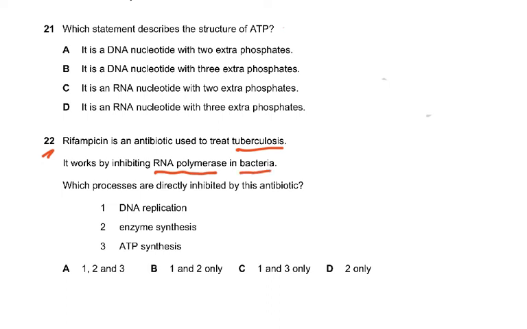Now RNA polymerase is only used in transcription, DNA to RNA. Which processes are directly inhibited by this antibiotic? Replication, no. Enzyme synthesis, yes, because in enzyme synthesis you'd have to have transcription and translation. ATP synthesis, no. So that is why the answer is D, 2 only, because RNA polymerase is only needed when we have to make mRNA. So that is DNA to mRNA, which is transcription.